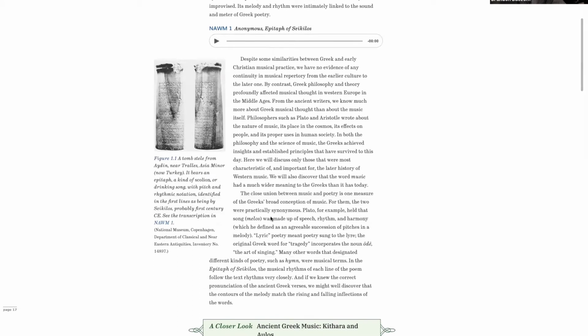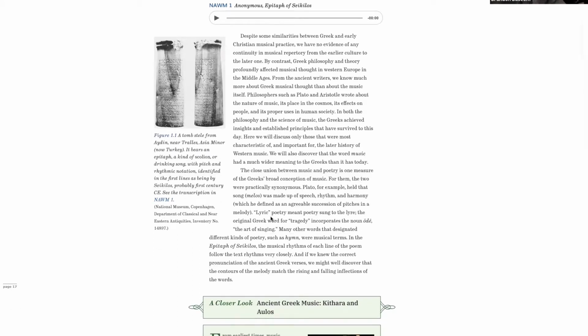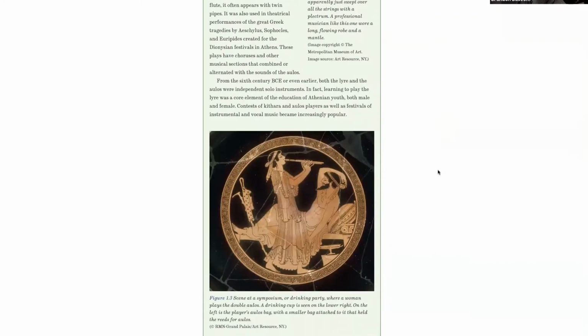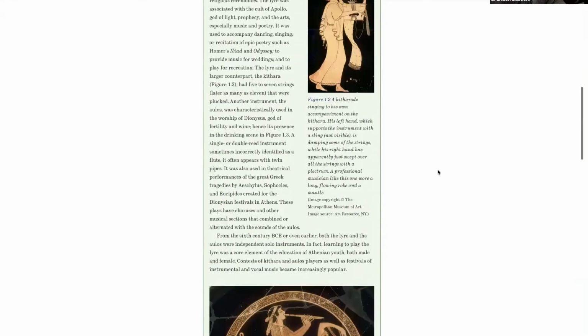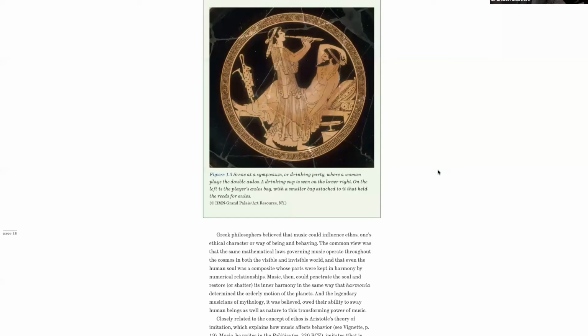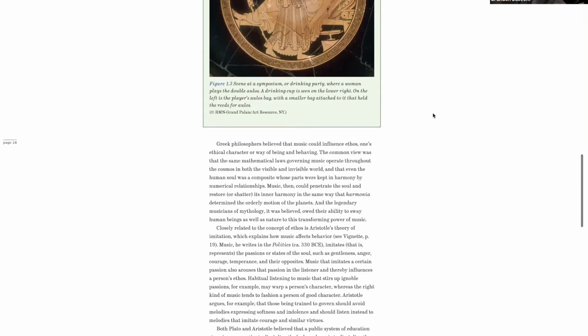You will see in figure 1.1 an epitaph, which has a drinking song on it. And it gives the pitch and rhythmic notation. This is the epitaph of Seikilos, and we will be listening to this piece. But also we get pictures of the ancient Greek instruments on vases. So this one's in the Metropolitan Museum of Art. I have some other pictures of some from Germany in their great museum in Berlin. But this is how we're getting information from early music history. Not from the music itself, but from pictures of musicians.